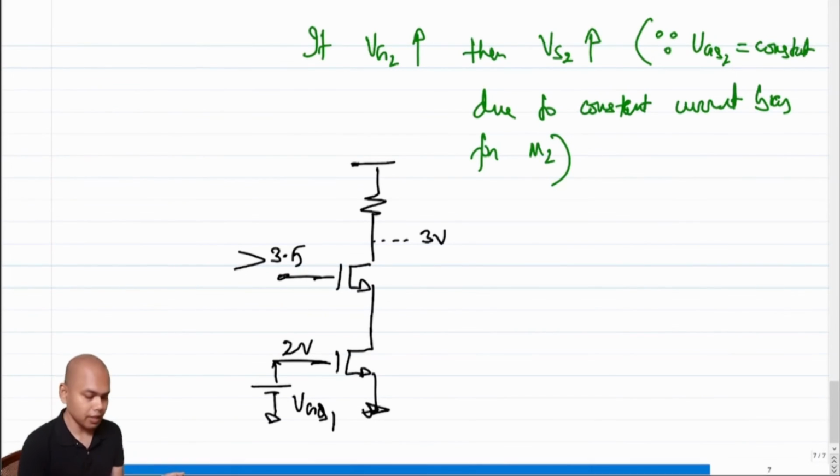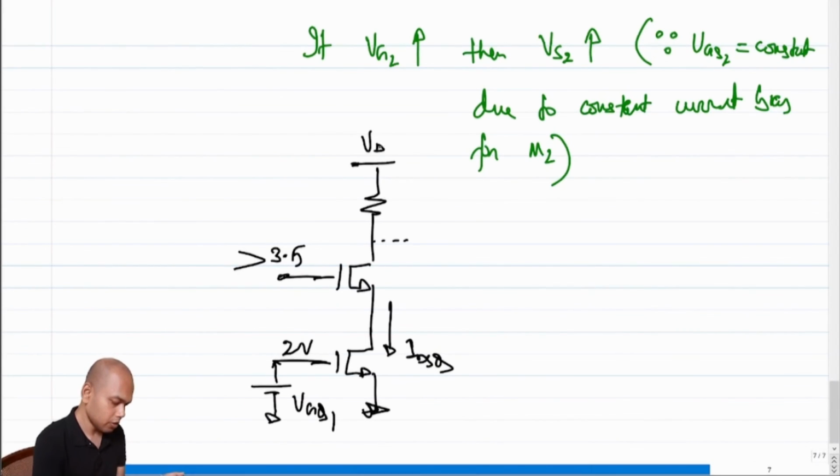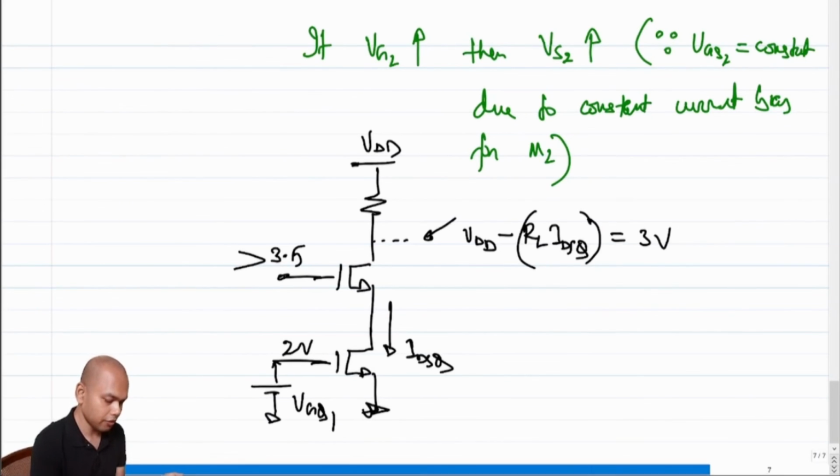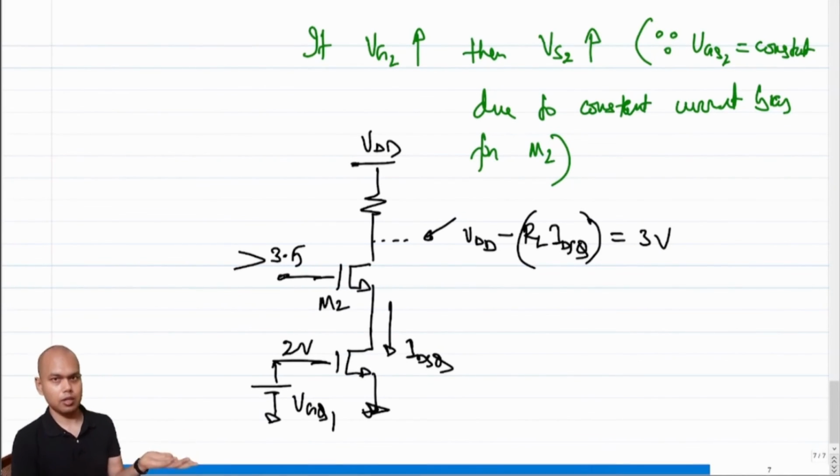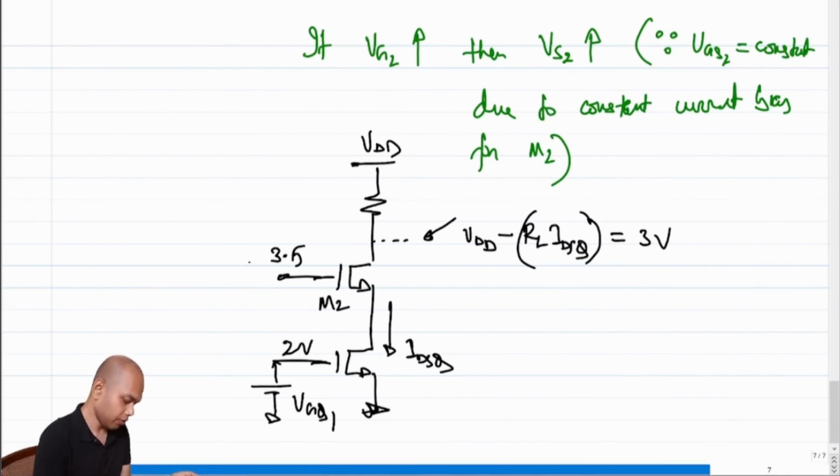By the way, who is setting the 3 volt? This 3 volt is set because we expect a current of IDSQ. This is VDD, right? So this voltage is VDD minus RL times IDSQ, and let's assume that we have chosen VDD and IDSQ in such a way that this is 3 volt. If this is 3 volt, I need to ensure that the gate of M2 is not above 4 volt. So we chose this to be about 3.5 volt, right?